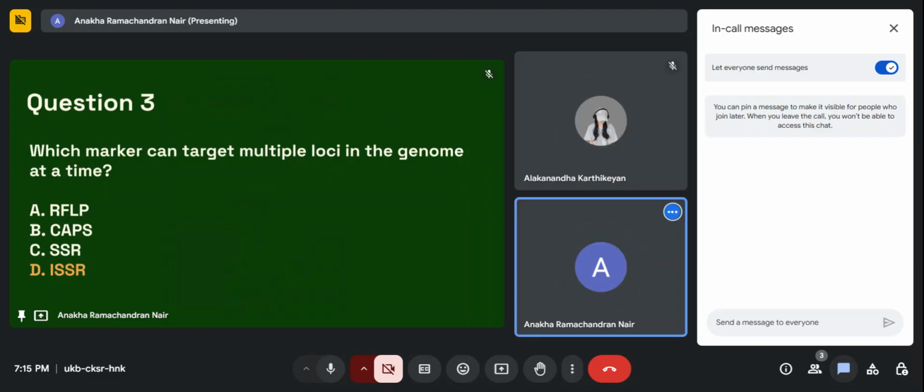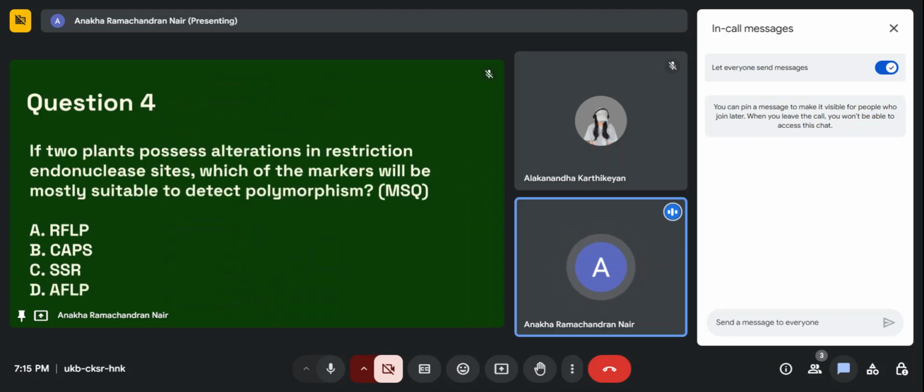Sure. So let's move on to question number 4. Question number 4 is, if two plants possess alterations in restriction endonuclease sites, which of the markers will be mostly suitable to detect polymorphism, right? And this is an MSQ again. That means there might be multiple correct answers.